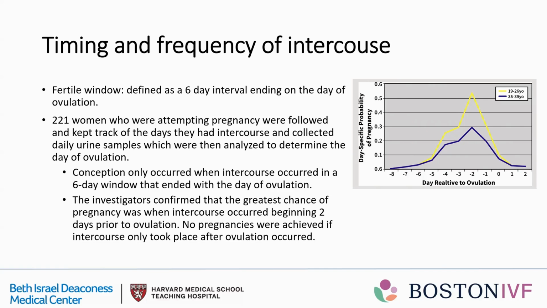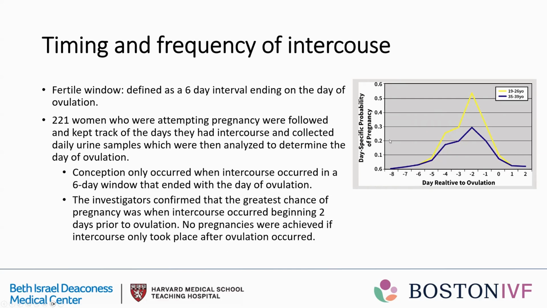So there was a study that looked at 221 women that were attempting pregnancy. They followed them and kept track of the days they had intercourse and collected urine samples to analyze when they ovulated. And conception only occurred when intercourse occurred in the 6-day window that ended on the day of ovulation. And what the investigators confirmed was that the greatest chance of pregnancy was when intercourse occurred beginning 2 days prior to ovulation. And no pregnancy was achieved when intercourse took place after ovulation or only after ovulation.